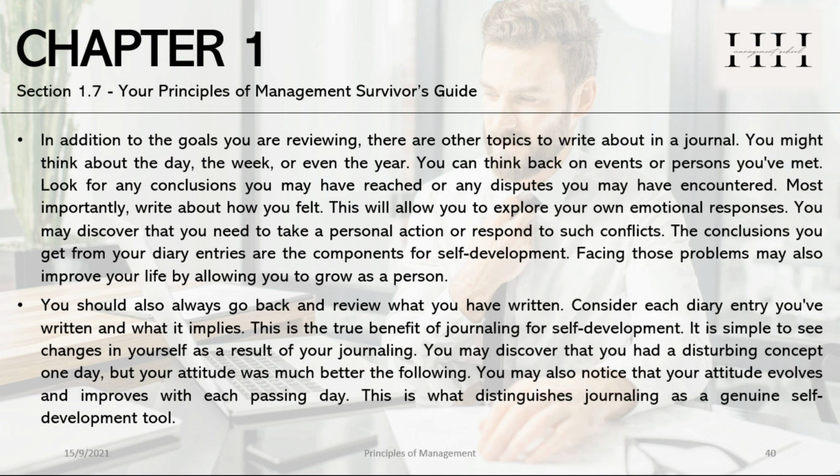In addition to the goals you are reviewing, there are other topics to write about in a journal. You might think about the day, the week, or even the year. You can think back on events, or persons, you've met. Look for any conclusions you may have reached, or any disputes you may have encountered. Most importantly, write about how you felt.